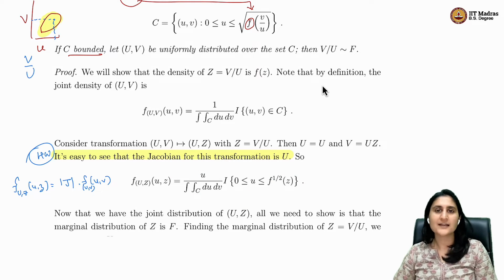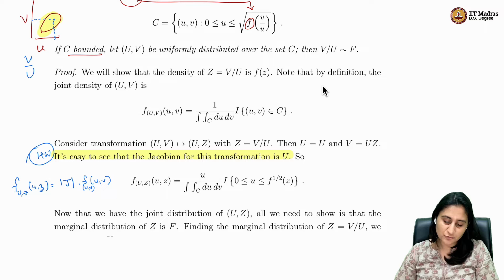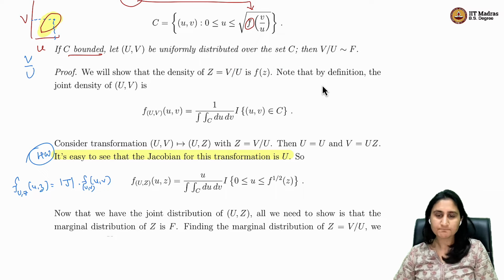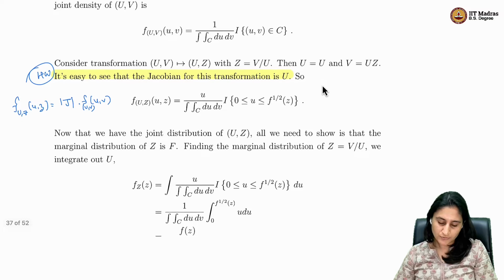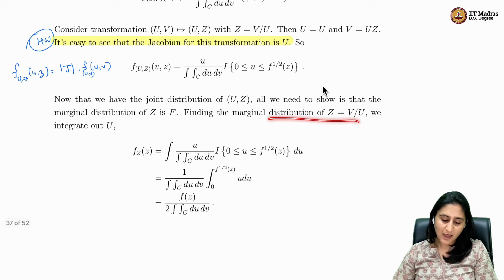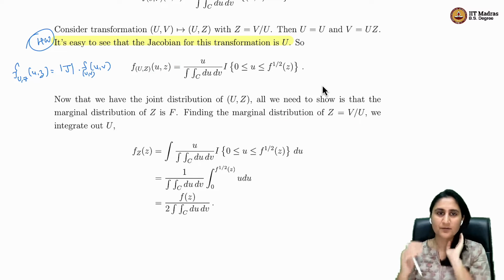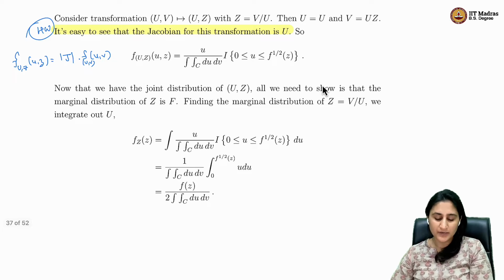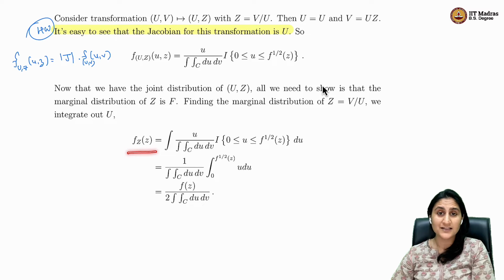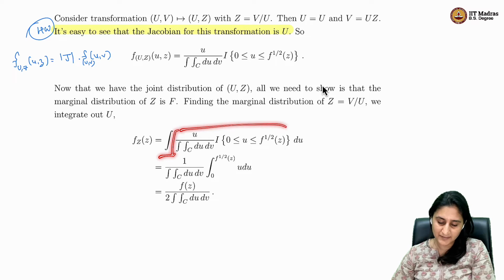Now I'm more or less set up. All I need to do now is find the marginal distribution of z. And if I can find the marginal distribution of z and show that the marginal distribution is nothing but the desired distribution f, then I'm done. Okay. So in order to find the marginal distribution of z, I want to integrate out u from this joint distribution. Okay. So to integrate out u, I get just marginal density f of z. F of z is integral of the joint density times du, integrating out u.